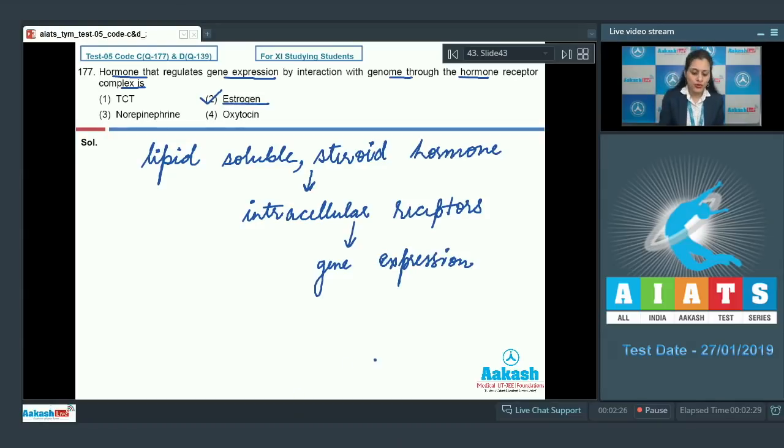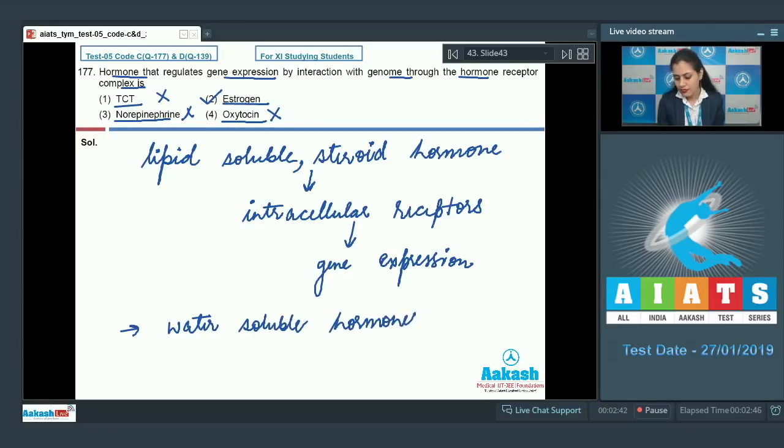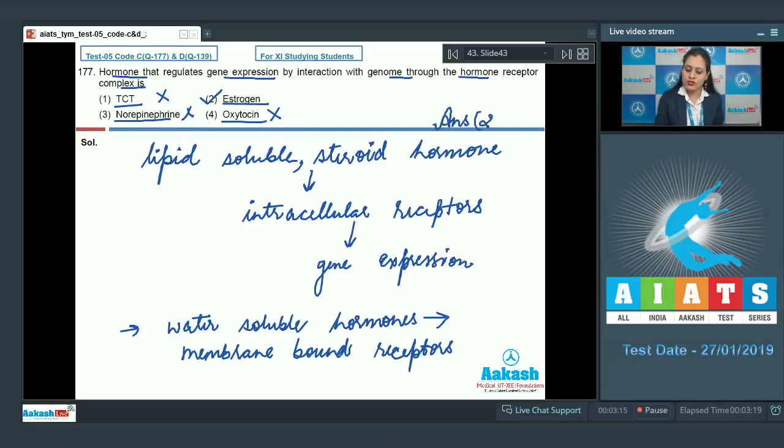Whereas the rest of the options like TCT, thyrocalcitonin, norepinephrine and oxytocin are the incorrect options because these hormones are water-soluble hormones and they'll act through membrane-bound receptors by generating secondary messenger. So the correct answer to this question is option number 2. Let's discuss our next question.